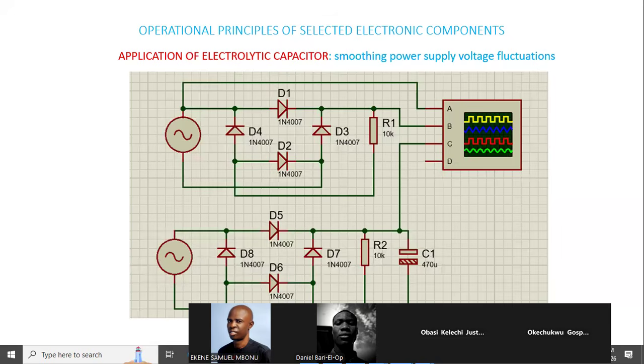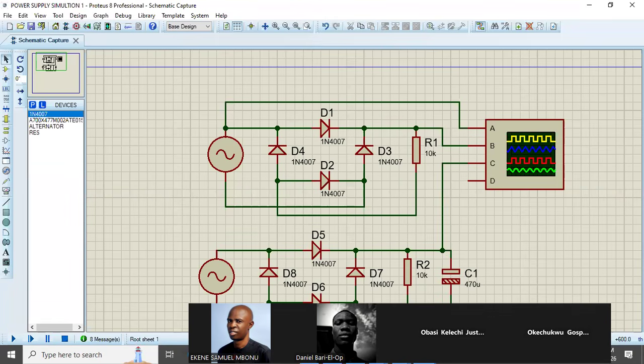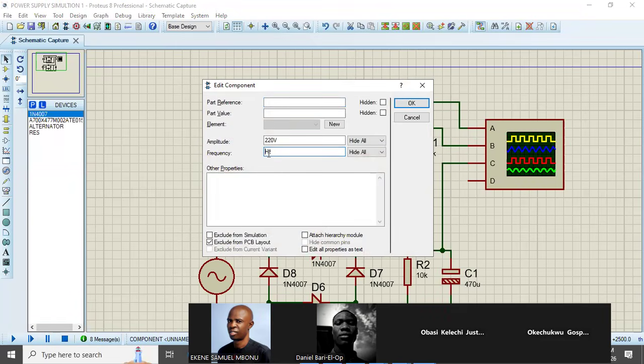Application of electrolytic capacitor, we've already said this. I think this is one of the things I demonstrated already. So we progress. I've demonstrated this already. The only thing I need to mention there is that you can see that the value of C affects your output. Let's run this simulation again. We'll return it to 1.